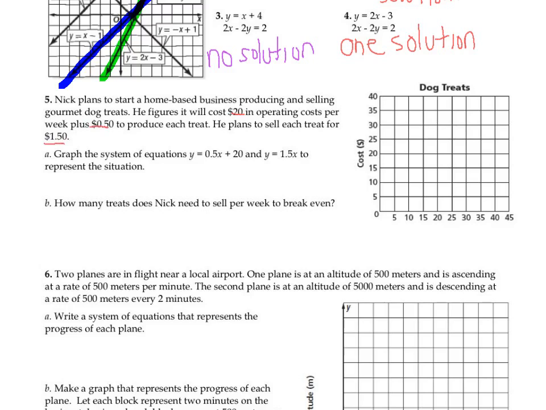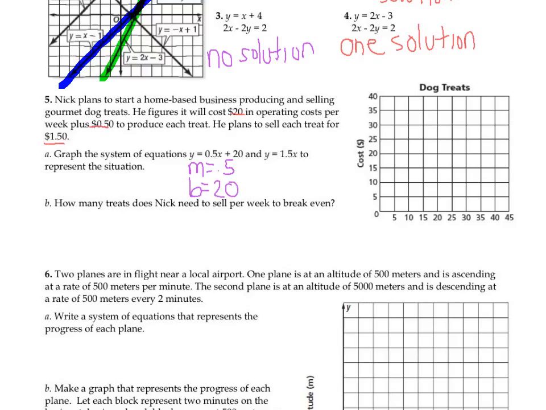So part A says to graph the system of equations y equals 0.5x plus 20 and y equals 1.5x to represent the situation. So to start, we're going to graph the first equation, y equals 0.5x plus 20. And to help us out, we can list our m and we can list our b. So, our m for y equals 0.5x plus 20 is 0.5, and our b is 20.